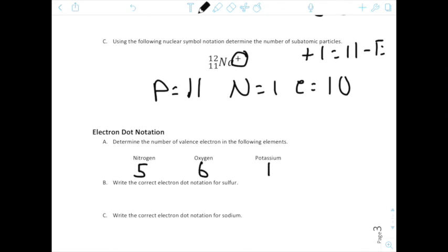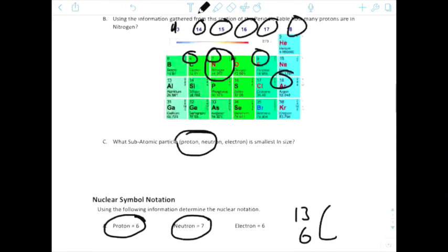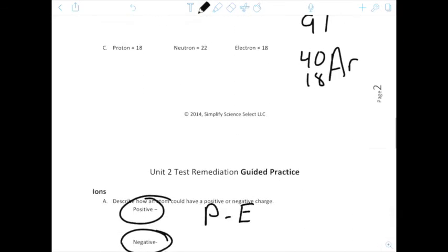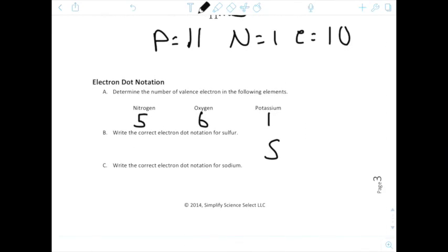The next one, it says write the correct electron dot notation for sulfur. So we need sulfur in the middle, and we need how many valence electrons it has. And it's going to be, if we look on the periodic table, sulfur right here, it's in 16. It's going to have 6 valence electrons. So we go ahead and go 1, 2, 3, 4, 5, 6. And we have our 6 valence electrons. That's its electron dot notation. And last one, we do it for sodium, which is Na. It's going to be in group 1, so you put 1 dot.